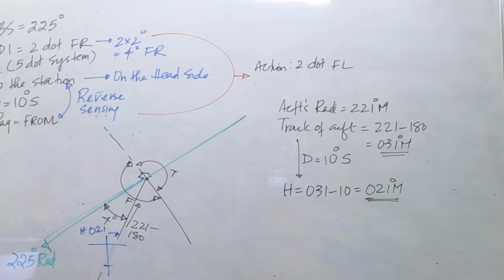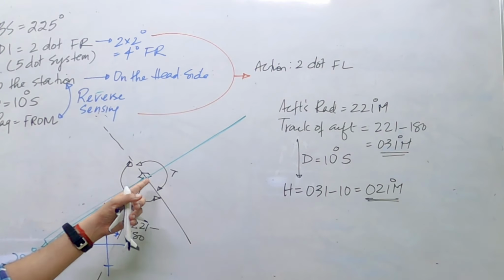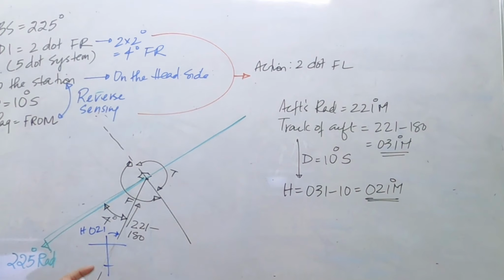Now, what do you think will be the ADF indication? So the RMI, just in case there is an NDB here, or in general, what do you think will be the VOR RMI indication if the VOR receiver is an RMI?